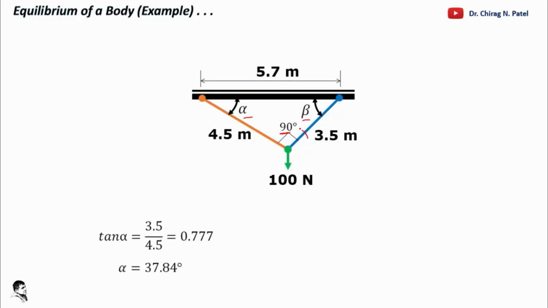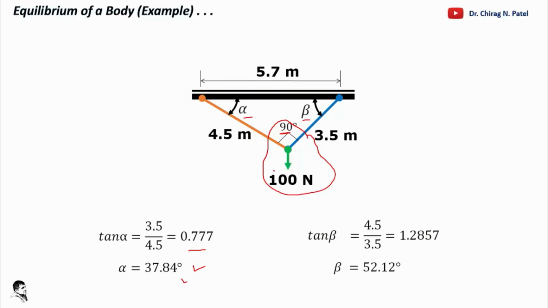So of our interest, this is the complete portion, and we are required to find that out. First of all, we find out the angle alpha. Distances are known, so you can easily find alpha by using 3.5 by 4.5, applying tan, that is 0.777. So alpha comes out to be 37.84 degree. And also tan beta is equal to 4.5 by 3.5, so beta is equal to 52.12 degree.